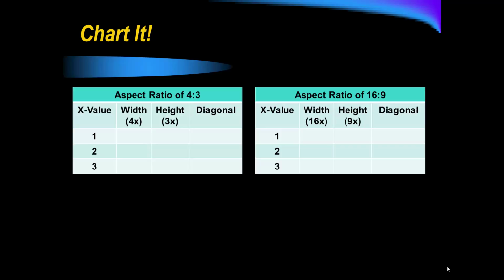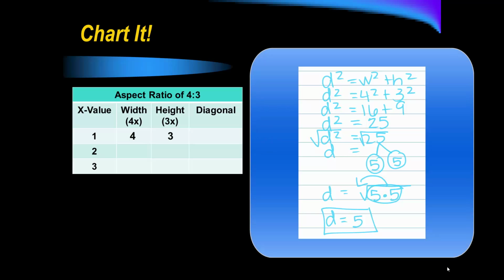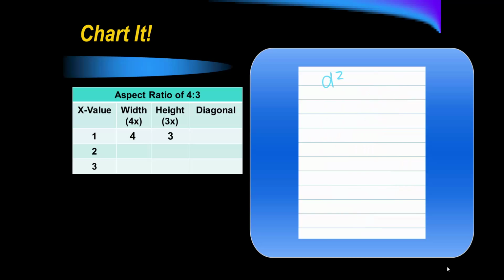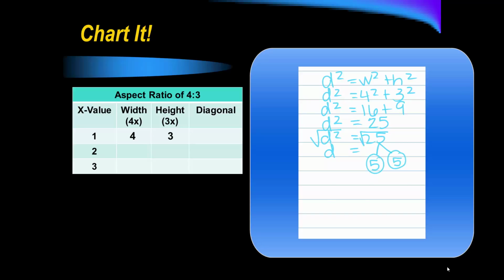If we're dealing with an x value of 1, and we start with the 4:3 aspect ratio TV, that means we're using 4 times 1. So our width in this case is going to be 4. It also means we're going to do 3 times that exact same number. 3 times 1 is 3. So we have a TV that would be basically 4 inches by 3 inches, and we want to know the diagonal. We can find the diagonal for this TV by using the Pythagorean theorem. If we use the Pythagorean theorem like we did on the previous set of slides, we would find that the diagonal is 5.